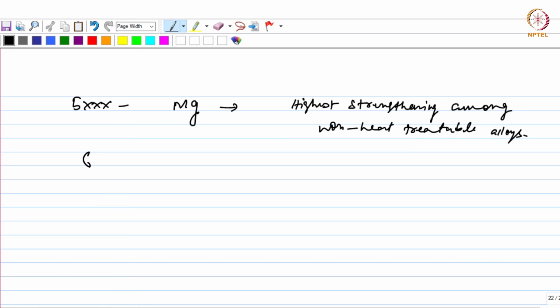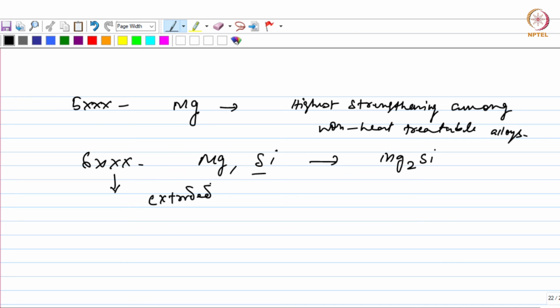Then we have the 6000 series. Here we have magnesium and silicon as the major alloying elements. And as we have seen before, this is also a heat treatable alloy, and magnesium and silicon combine to provide that hardening precipitate Mg2Si. These are the alloys which can be easily extruded and therefore can be formed into different kinds of products and shapes. In addition, they can also be readily joined or welded by almost all commercial processes which are available for joining.